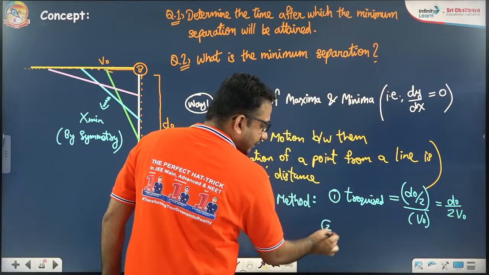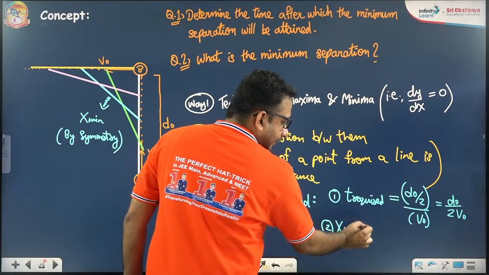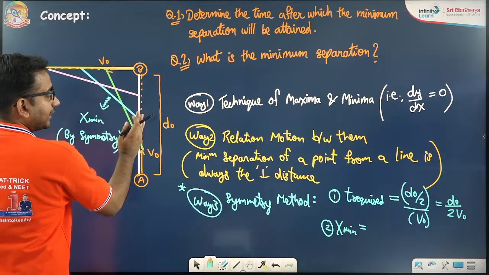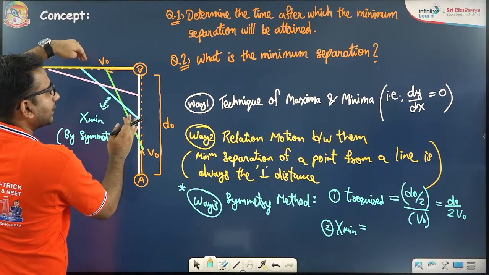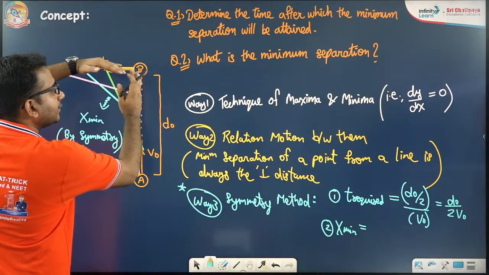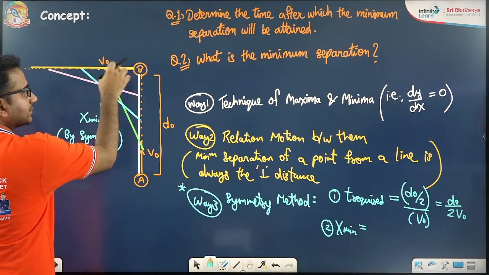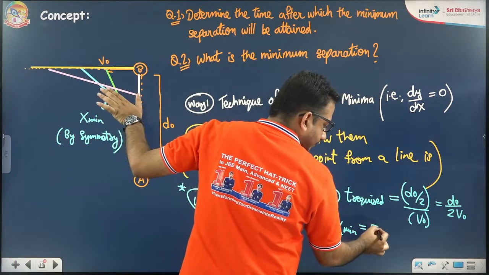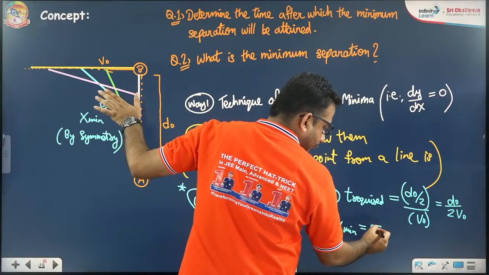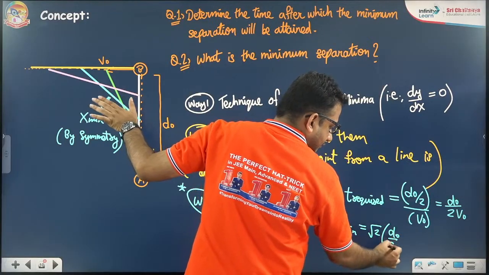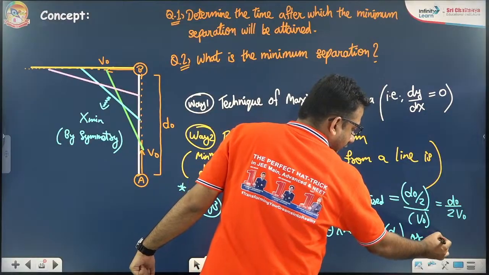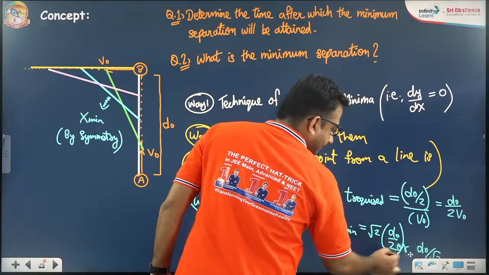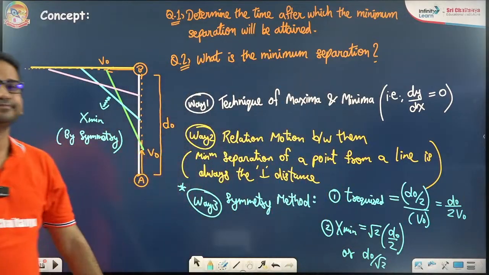Not only that, if they are asking you the x minimum, then you will say by Pythagoras, if this is d0 by 2 traveled, then definitely this is d0 by 2 traveled and this is d0 by 2 remaining. So by Pythagoras, this is d0 by 2, this is d0 by 2. So obviously this is root 2 times d0 by 2, or you can also say d0 by root 2. Let me write it here for you. d0 by root 2. Okay.